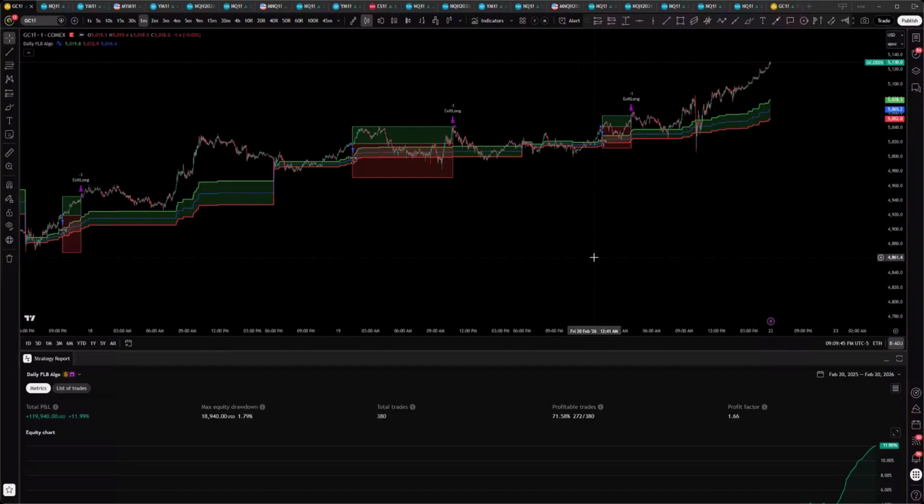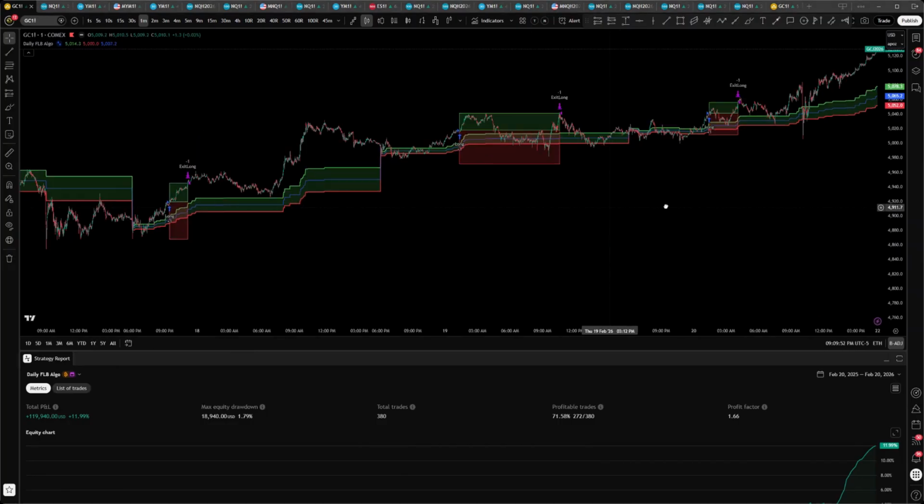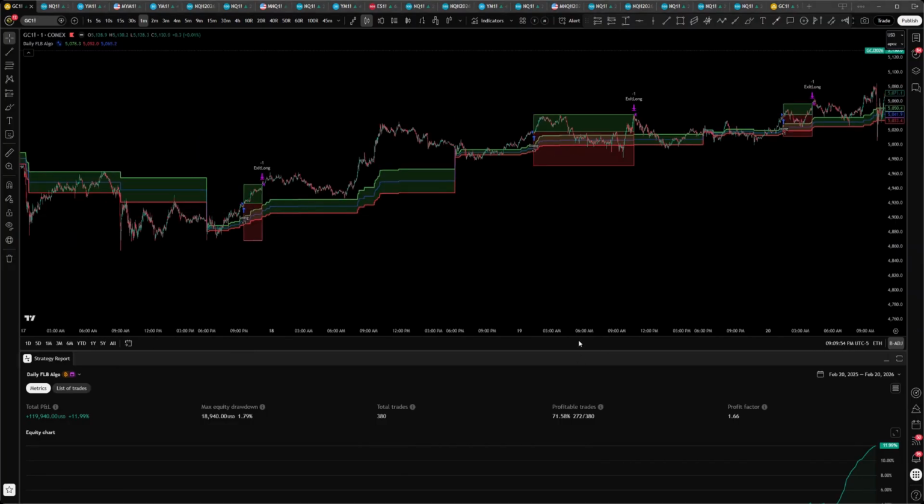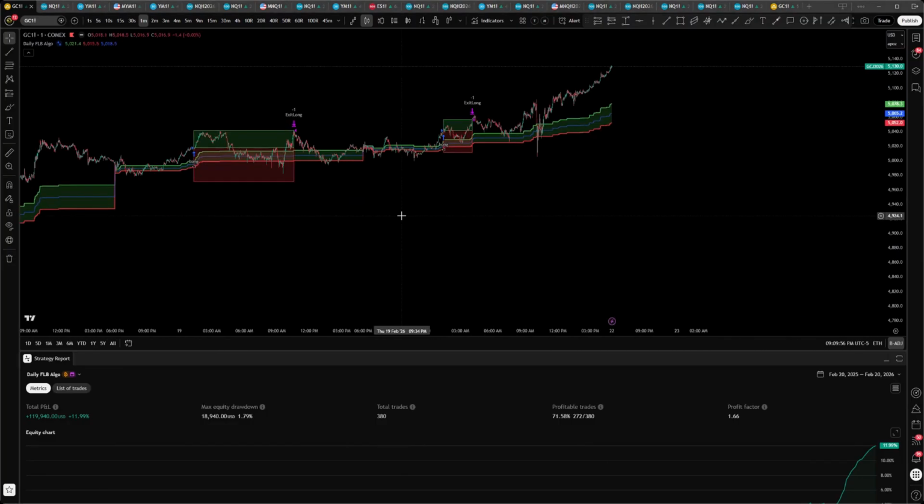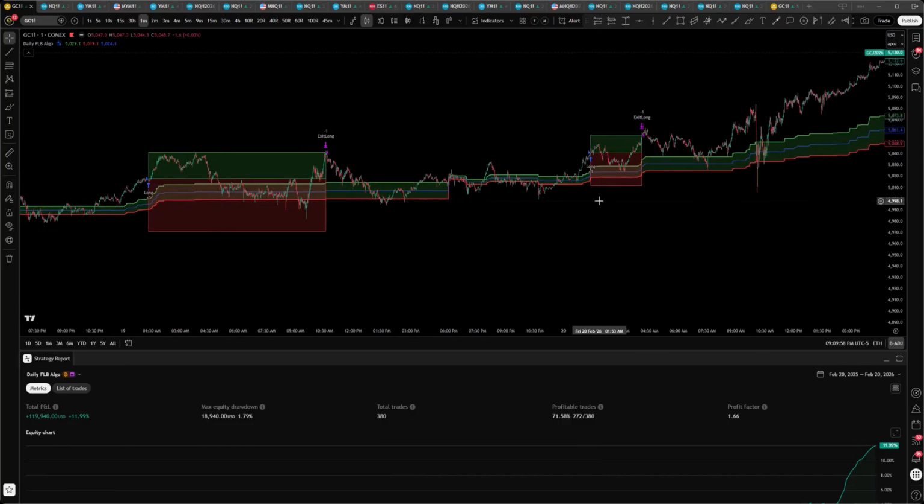Here we go. I just want to show you a couple of our flagship algos. Both of these are available on TradingView or NinjaTrader. I'm going to show you the TradingView version right now. This is our daily FLB. I use this to trade gold.